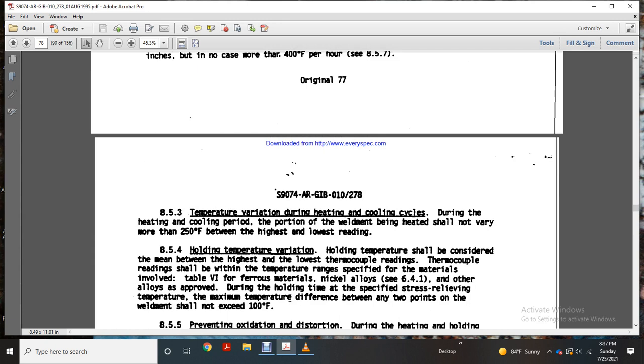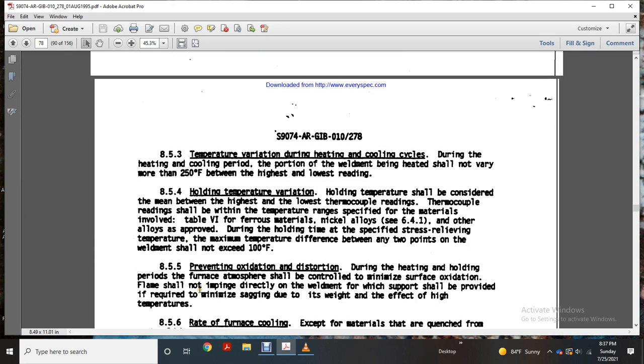Thermocouple reading shall be within temperature range specified with the materials involved with Table 6 for the ferrous materials and nickel alloy 641. Other alloys improved during the holding time of the specified stress relief, the maximum temperature differences between any two points of the weldment should not exceed 100 degrees Fahrenheit.